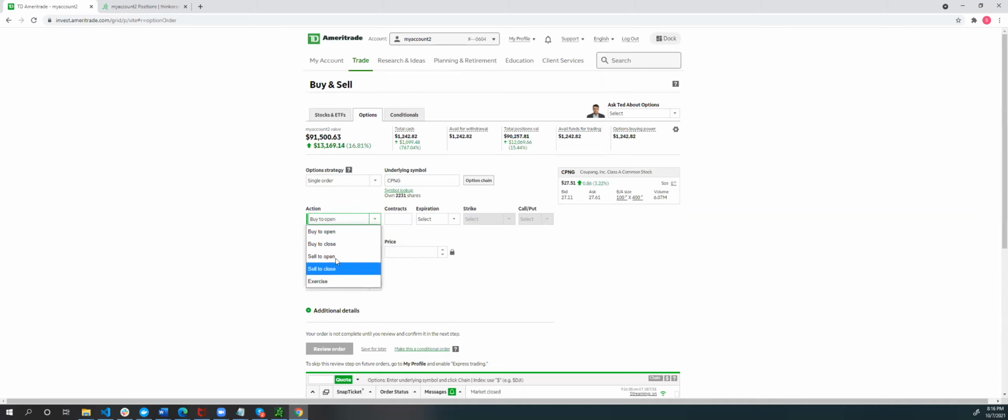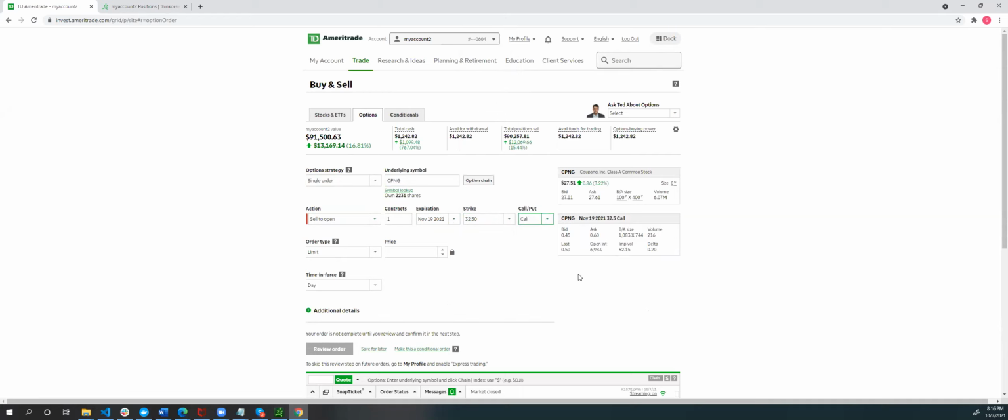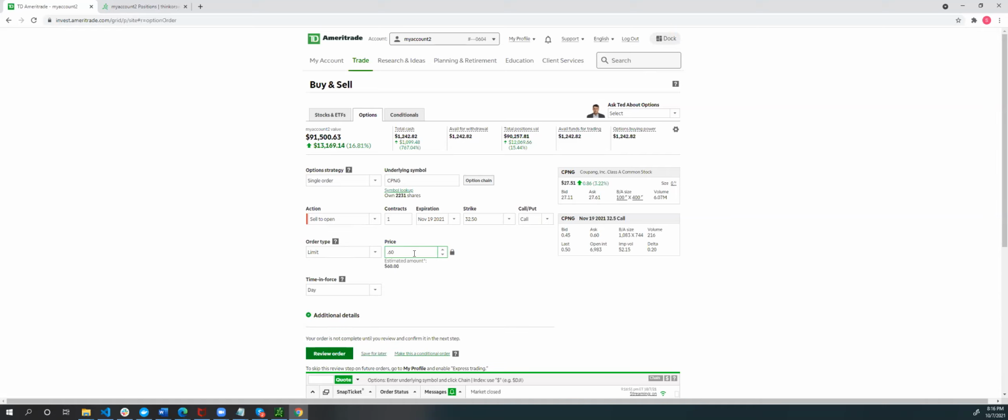You just do sell to open, one contract, expiration is November 19, strike price I want to do 32.50. I want to sell a call. It kind of shows you what the current bid and the ask price are. So you can decide what price you want to put at. We did 55 for the other one. I will say 60 for this one. Right, and you can review the order.